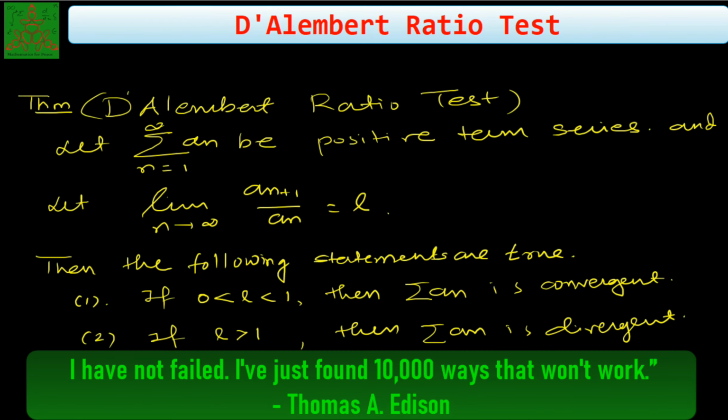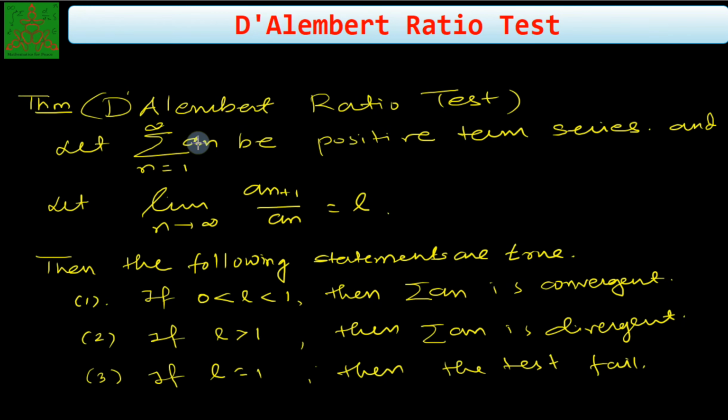In this video, we are going to discuss D'Alembert's ratio test. It is also known as the ratio test, which tells you that if you have a summation of an, which is a positive term series, and in that the limit of an plus 1 upon an is equal to L, then the following statements hold.